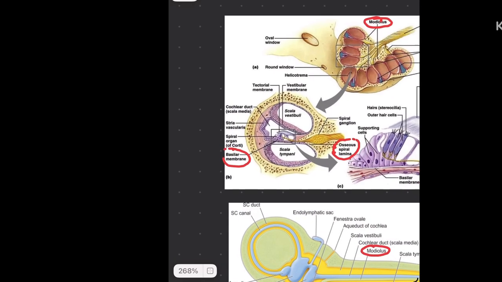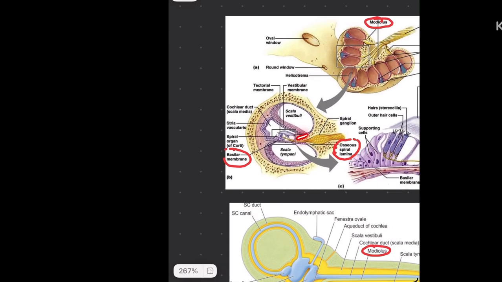This osseous spiral lamina, if you go into it microscopically, is partially separating the scala vestibuli from the scala tympani. So it is separating it.